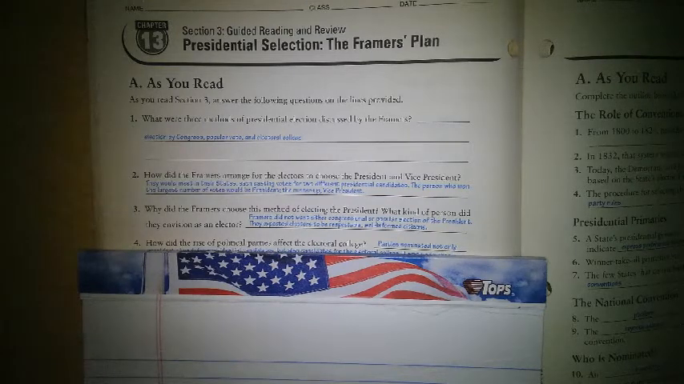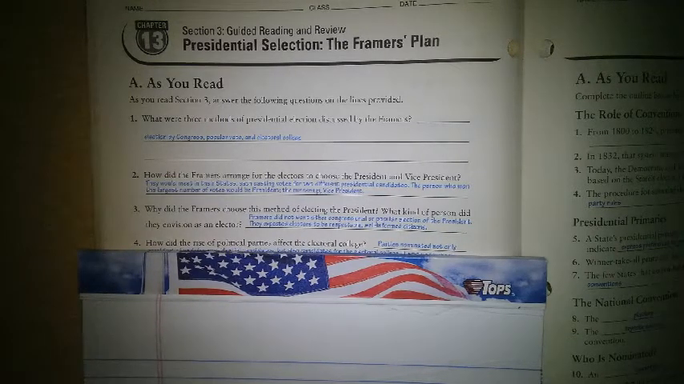If you look at number 3, it says, why did the framers choose this method of electing the president? And then what kind of person did they envision as an elector? Well, guys, common sense. Originally, the framers wanted Congress to choose the president. Or, excuse me, they did not want Congress or the popular election choosing the president. They didn't want either one of them doing it. They wanted the electors to be respectable, well-informed citizens.